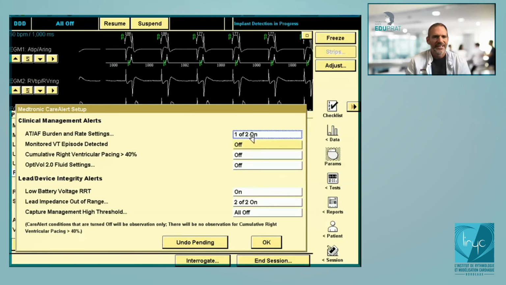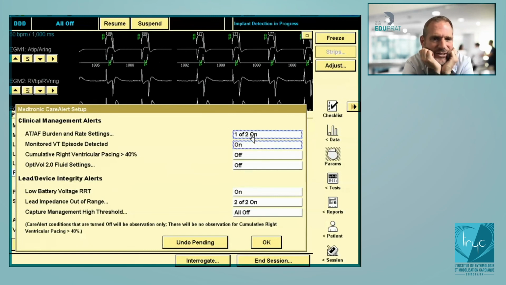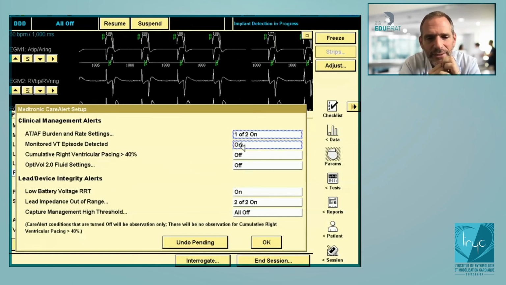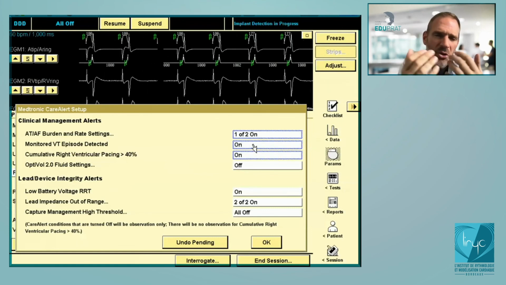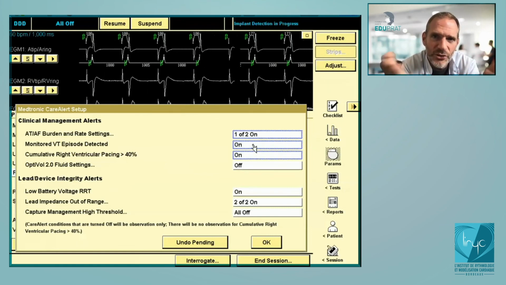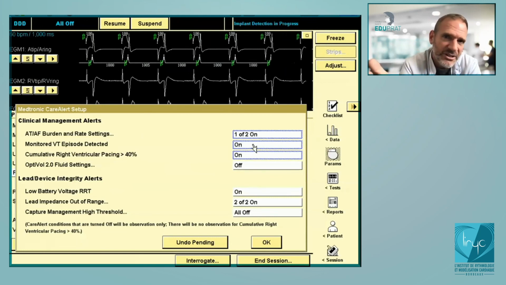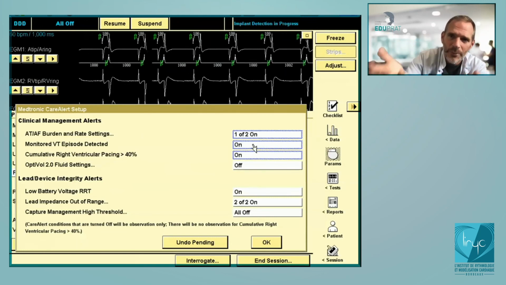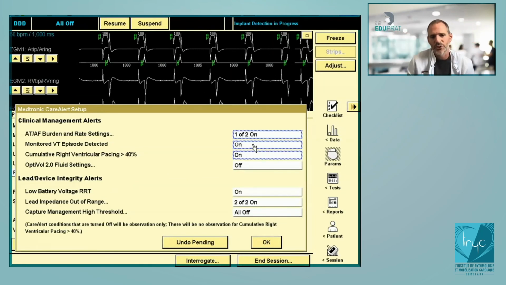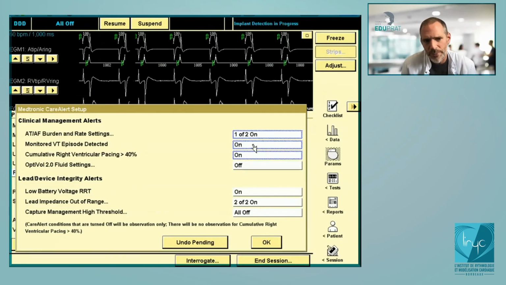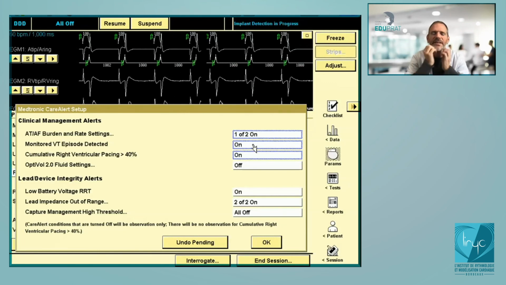There is another alert that usually we do not program, but that you could program for patients with sinus dysfunction, which is the cumulative right ventricular pacing. If it is more than 40%, then you can receive an alert. It's off nominally. Usually, I do not program it on. It's always a balance between the interest of the information and the amount of work for all the team that is in charge of remote monitoring. So most of the time, I do not program it on. Okay, if you close it.